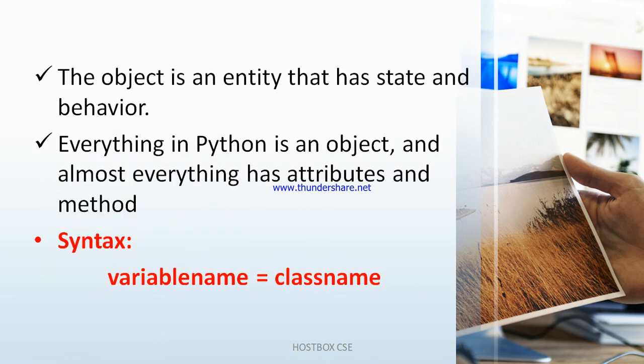An object is an entity that has state and behavior. Everything in Python is an object, and almost everything has attributes and methods. The syntax is variable name equal to class name. Let's go for examples so you can clearly understand.